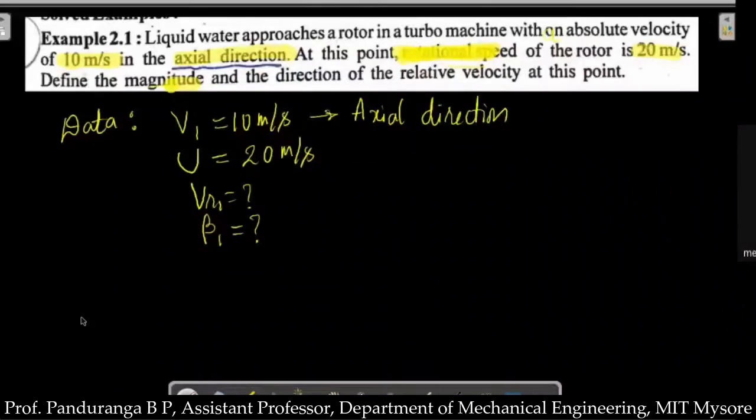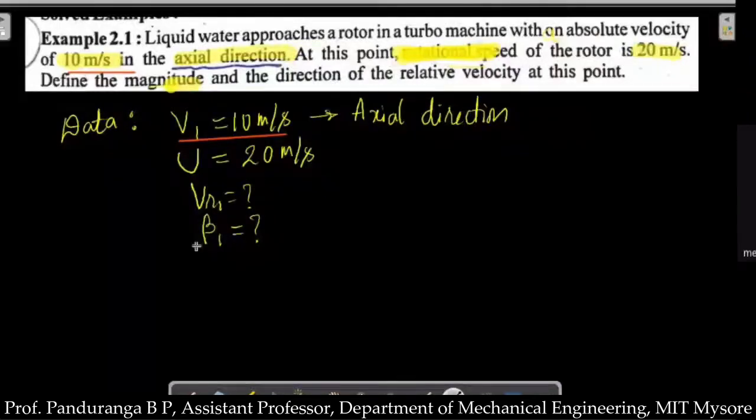In this problem, I'll write the velocity triangle here. As I said, there are two types of data in velocities. One is related to the fluid and the other one is related to the rotor. The absolute velocity, the tangential velocity, and the flow velocity, these three velocities are related to the fluid, and u, the rotational speed in terms of RPM or in terms of meters per second, will be given. So that will be related to the runner. You need to be very careful.